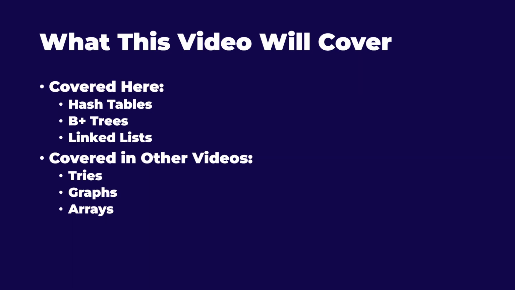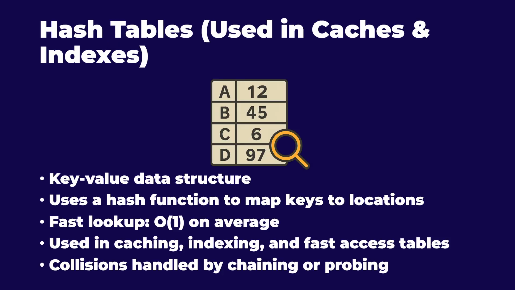Let's talk about what we'll actually cover in this video, and what you can check out in other tutorials if you're interested. We'll focus on hash tables, B-plus trees, and linked lists. We won't go into tries, graphs, or arrays, because I already covered those topics in previous videos. So today's focus is on the data structures that are often hidden from developers, but that make your queries work.